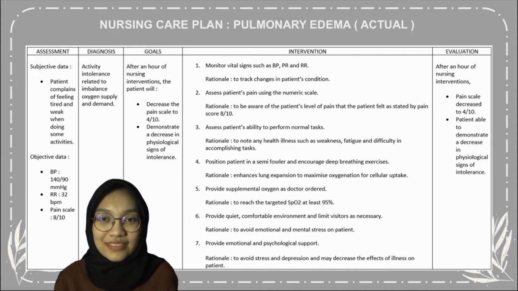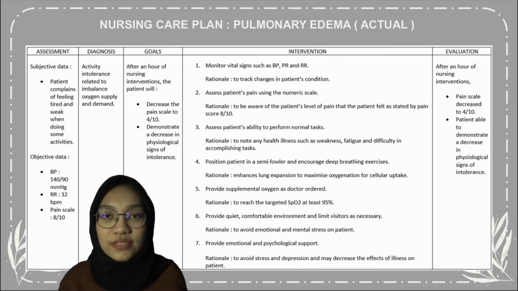Next is the diagnosis. The nursing diagnosis is activity intolerance related to imbalanced oxygen supply and demand. For goals, after an hour of nursing interventions, the patient will decrease the pain scale from 8 out of 10 to 4 out of 10. The patient also will be able to demonstrate a decreased level in the physiological signs of intolerance.